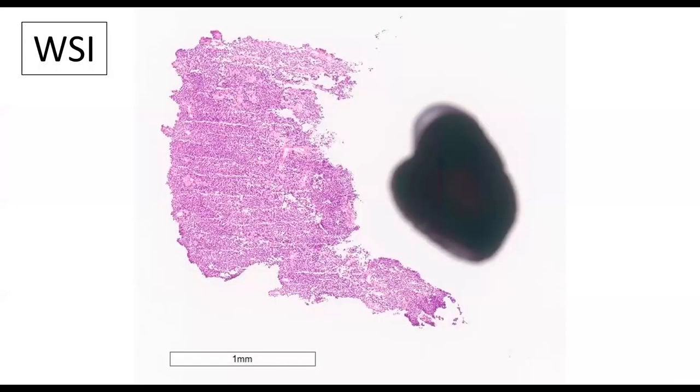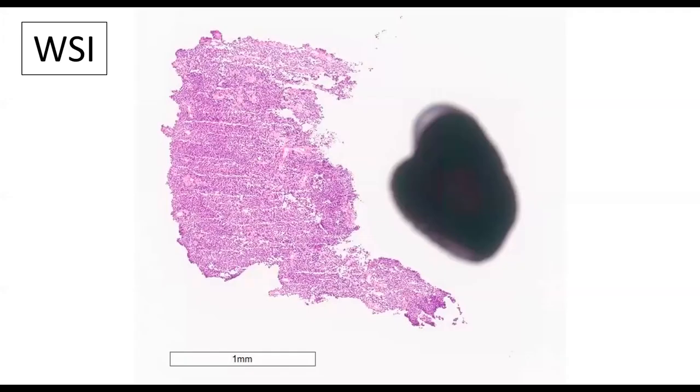There are true central lumens in several of these rosettes. That's the Flexner-Wintersteiner rosette. Others are the Homer Wright. Flexner-Wintersteiner rosettes are very common. Now, this is the entire specimen, whole slide imaging. Okay, question. You see the scale bar? That's 1 millimeter. Actually, there were two pieces. The first piece is the one you just saw, which I used for the smear. The second piece was used for the intraoperative frozen section, and this is it.